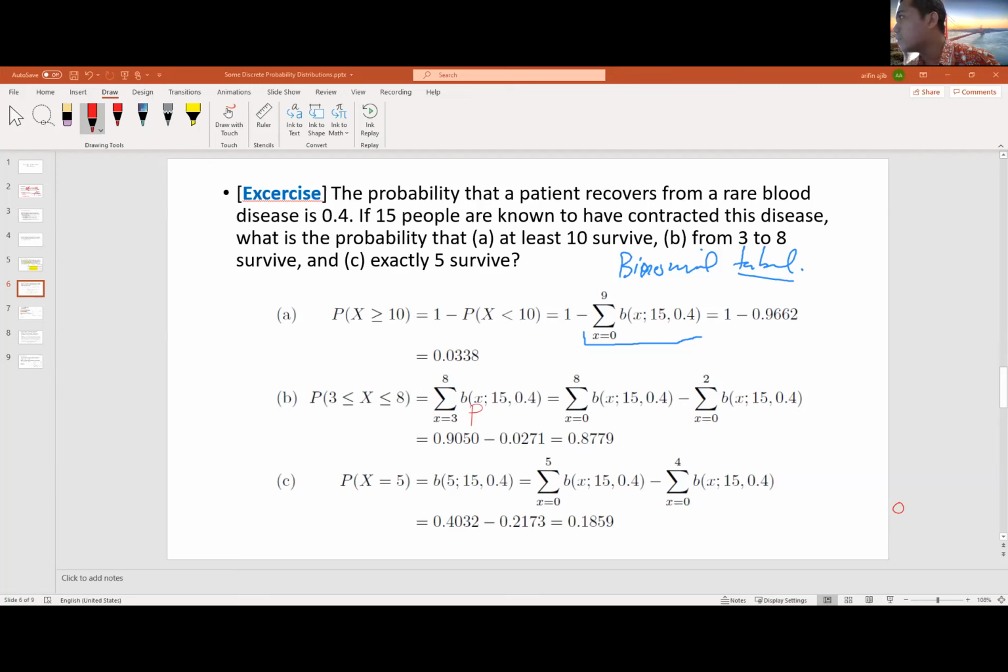This one. So the probability of n... 15. Which 15? 15. Okay, seems to be correct. Okay, this one.